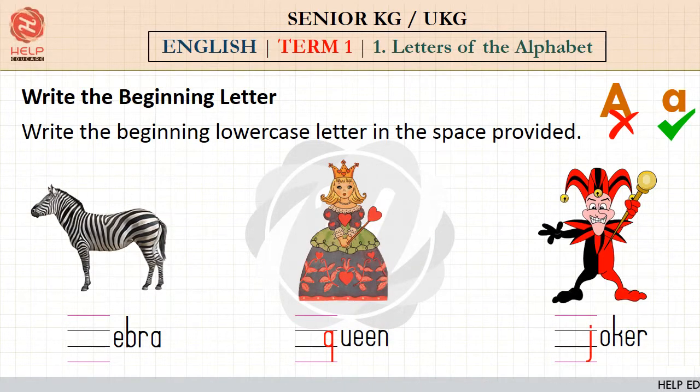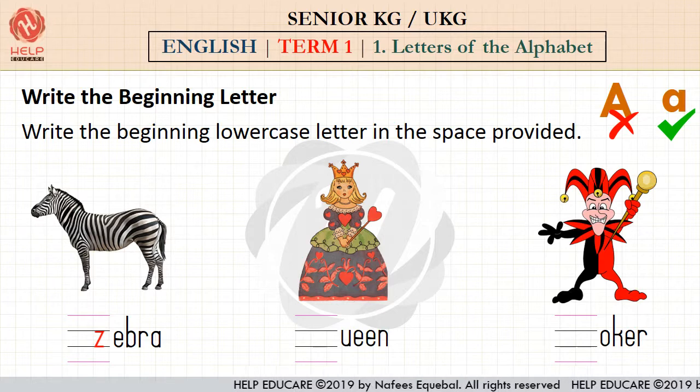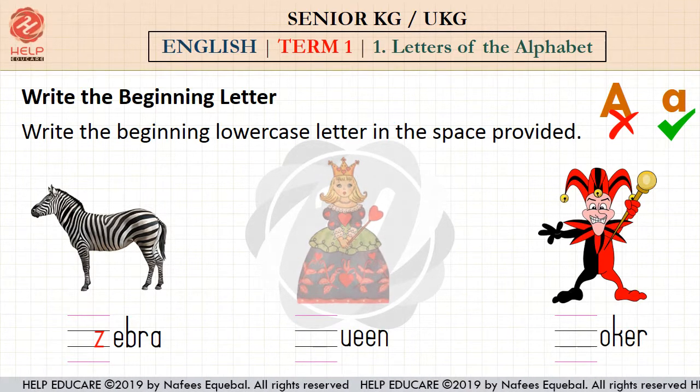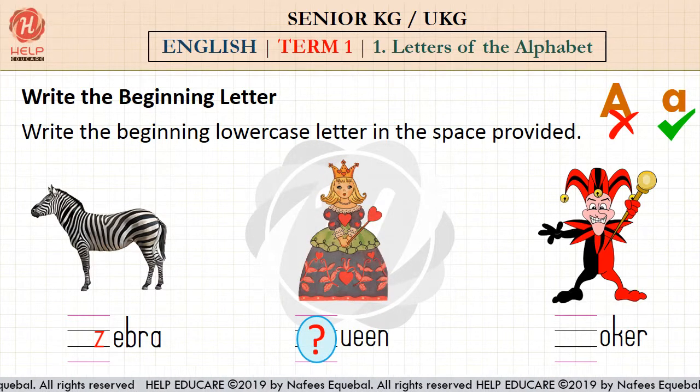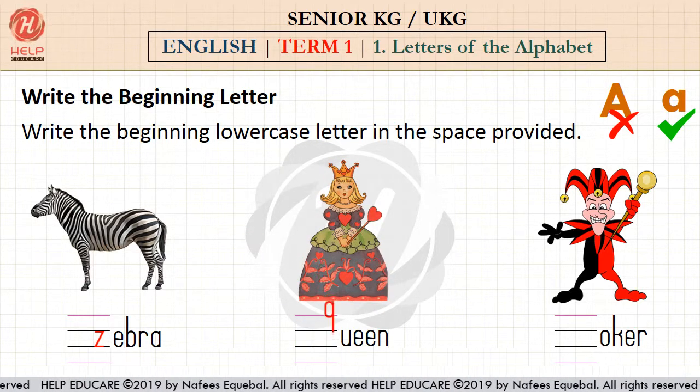The name of this animal is zebra. The beginning letter of zebra is Z. So, put the letter Z as a beginning letter of zebra. Are you seeing the picture of a queen? Do you know what is the beginning letter of queen? Okay, put the letter Q here.